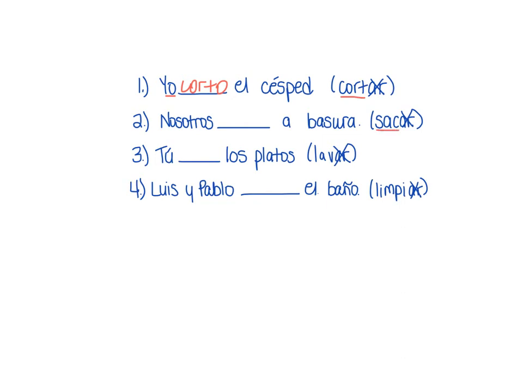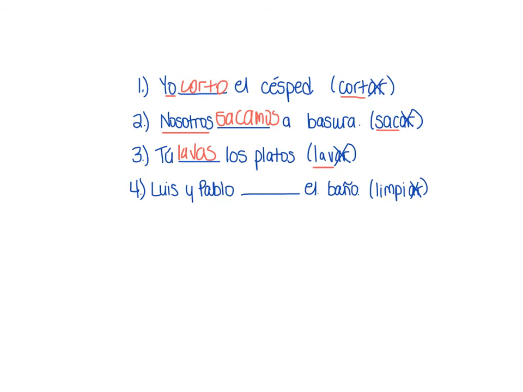Again, I've already crossed off the AR. SAC is what's left of my stem. My subject is nosotros, so I'm going to write SAC. I'm going to look back at the chart to see what the ending letters are, which are AMOS. So now it says we take out the trash. Here's another one, lavar. What's left is LAV. Again, I'm going to look back and see what the ending letters are for the tú form, and it's AS.